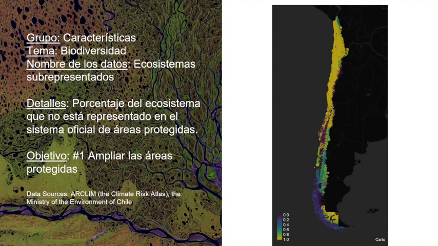So we've mapped these ecosystems as the percentage of the ecosystem that is not represented in the official protected area system. So you can see the values that are bright yellow, these are ecosystems that are not very well represented. And in blue are ecosystems that are more strongly represented in the current protected area system. So this is showing the gaps, the ecological gaps really, in protection. Again, it's all based on national data. You can see the data source there at the bottom of my slide.